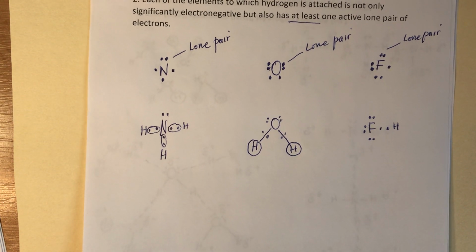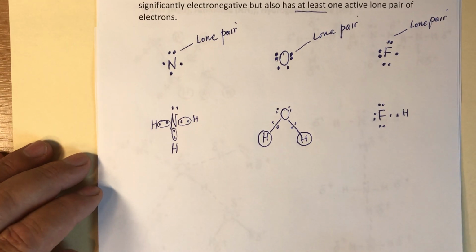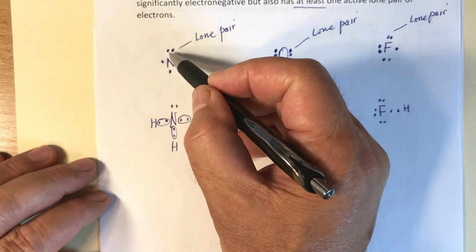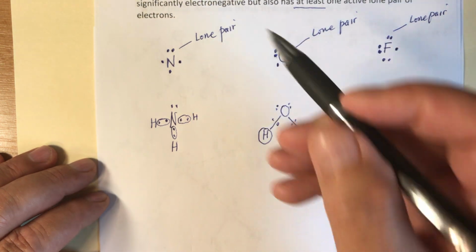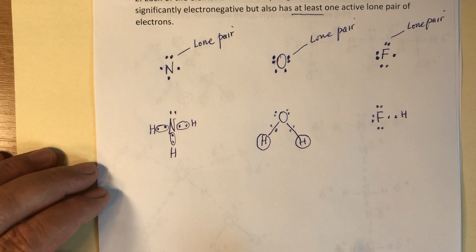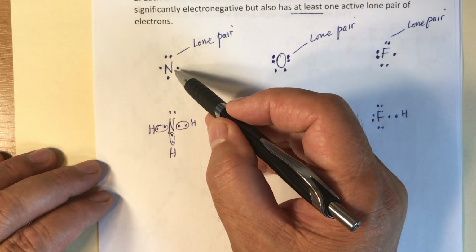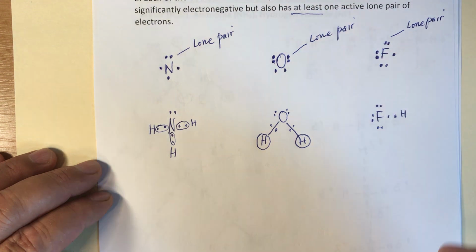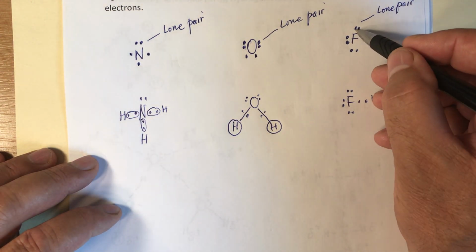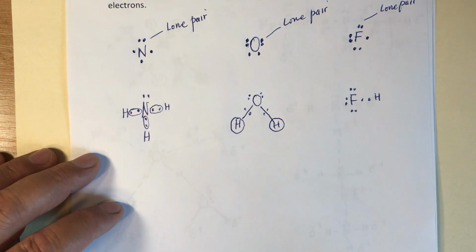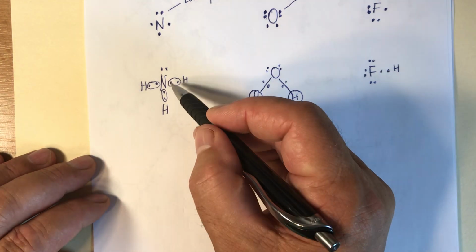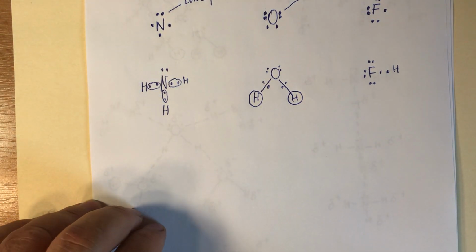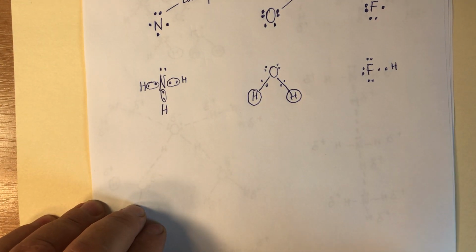Another condition for hydrogen bonding is that electronegative elements must have at least one lone pair of electrons, which should be active. Nitrogen has 1 lone pair of electrons, oxygen has 2 lone pairs, and fluorine has 3 lone pairs. And they form hydrogen bonds with hydrogen.